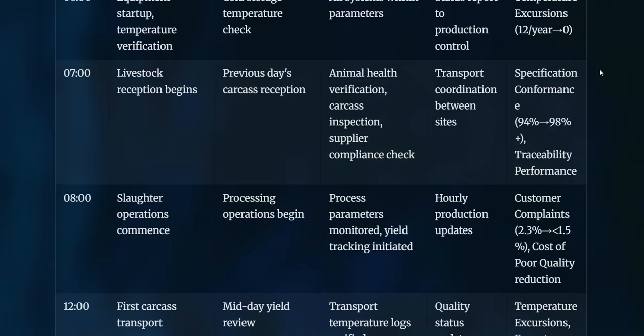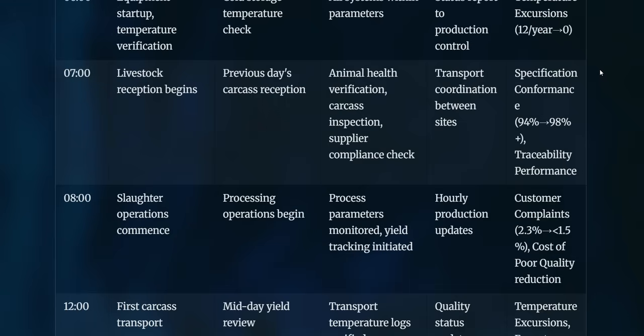And then at 8, site A will start the slaughter operations, and site B will start processing operations from the carcass that they receive from site A. The control measures here include process parameters monitoring and yield tracking to be initiated. The communication protocol here includes hourly production updates. Our objective targets here to control is customer complaints, to reduce it to less than 1.5%, and reduce cost of poor quality.